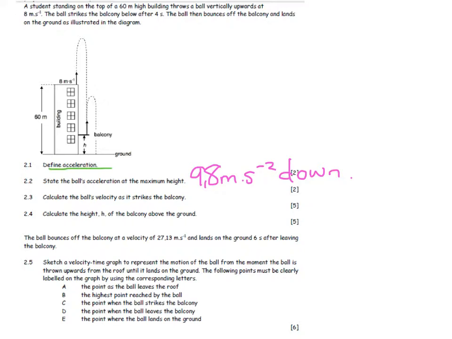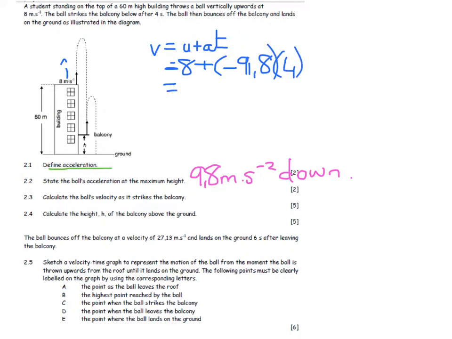Calculate the ball's velocity as it strikes the balcony. So this is going to take a little bit of effort because we've got parts to the motion. So I'm going to say V is equal to U plus AT. And I'm going to say he starts off at 8. I'm going up at 8. The acceleration is negative 9,8. And it's in the air for 4 seconds, which means that in total, the velocity by the end is 31,2 meters per second, and that's going down.